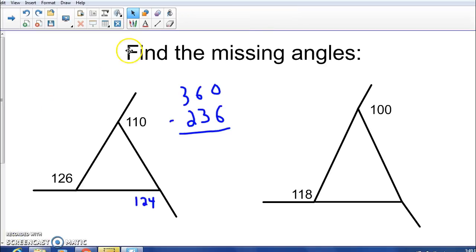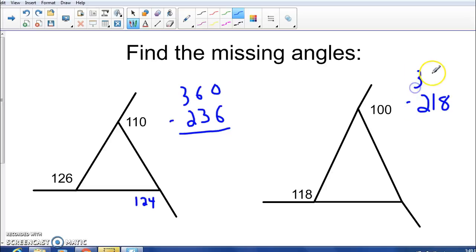Let's do the same thing with our second triangle. Notice these triangles don't look exactly the same. This one looks more like an equilateral triangle, while this one's isosceles, but this works for any type of triangle. So let's add up the 2 angles we have, 100 and 118, which should give us 218 degrees. And remember, we're finding exterior angles, the ones outside, so we are going to subtract that from 360. When you do that, you should find that this missing angle, this outside angle, is 142 degrees.